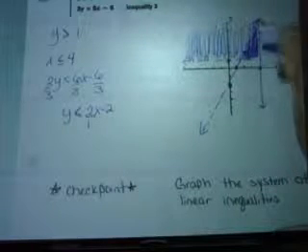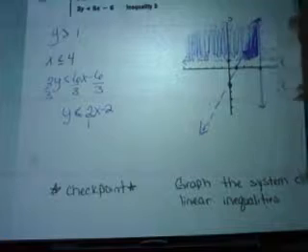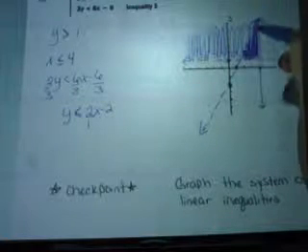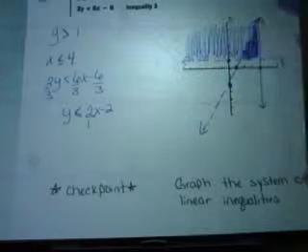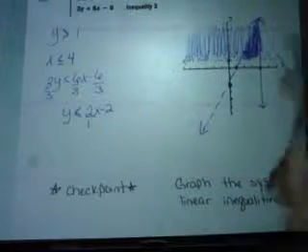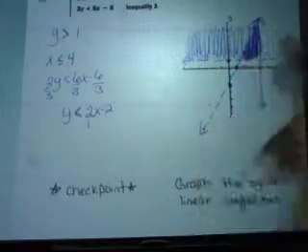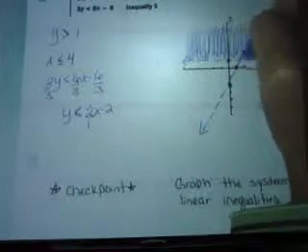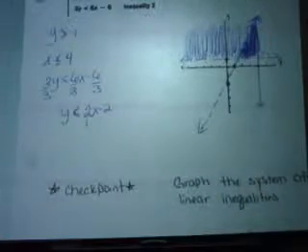My solution can only fall in this region right here. If a point falls on this dashed part, it cannot be a solution because that's a dashed line. If it falls on this solid line right here, yes, it can be a solution. If the point falls on this dashed line, no. If it falls anywhere in this shaded region, then yes, it can be a solution.